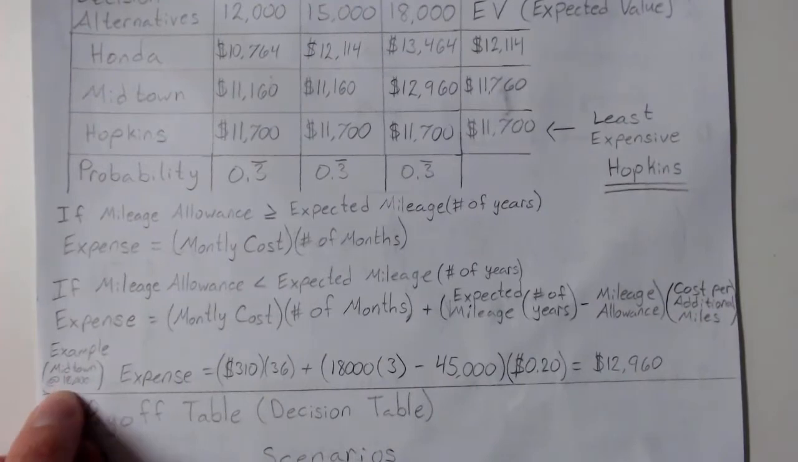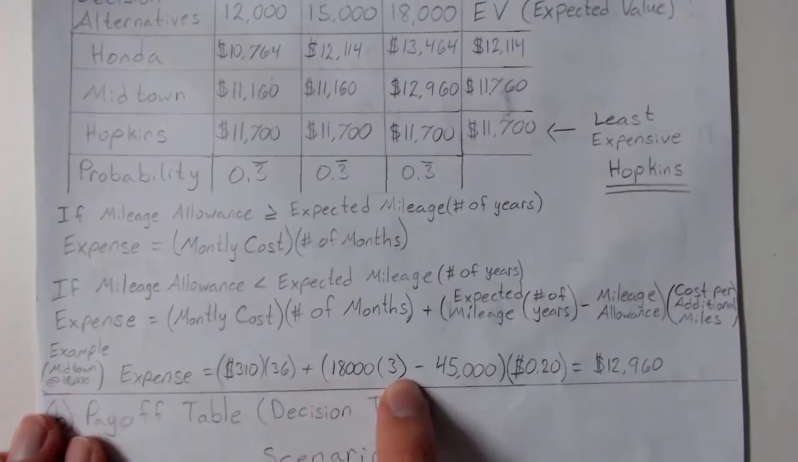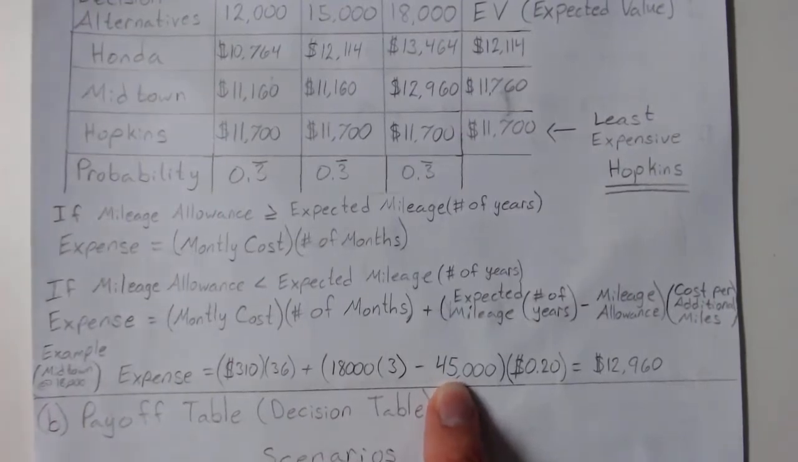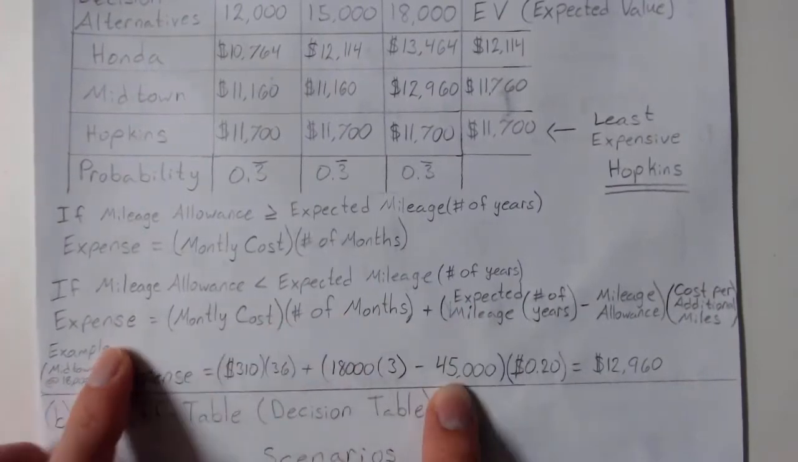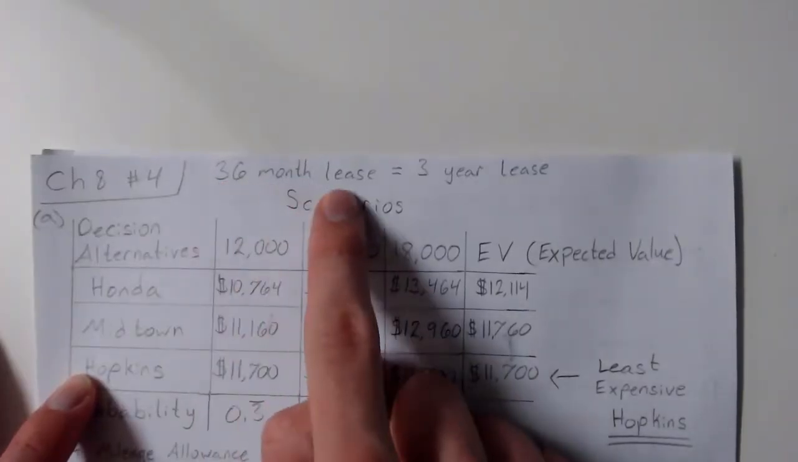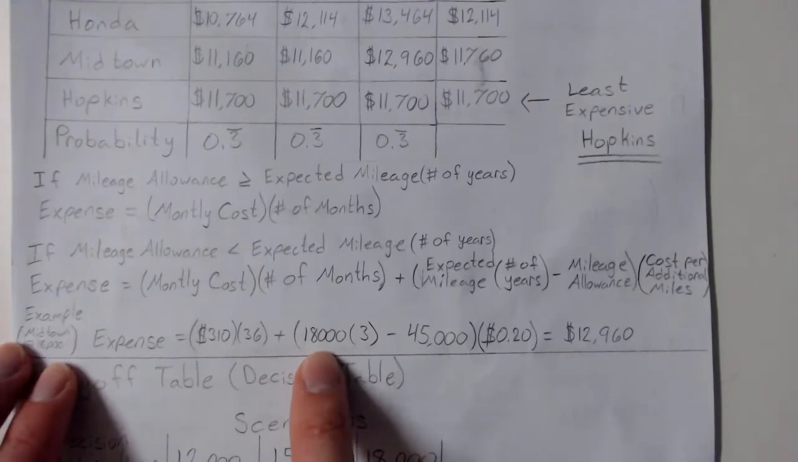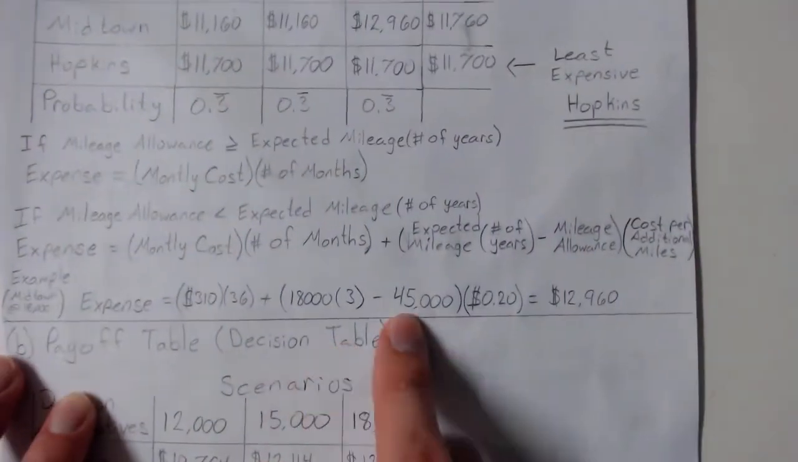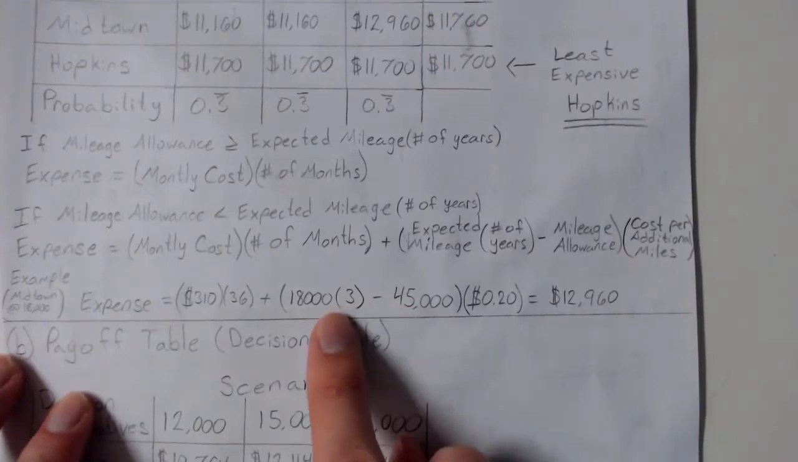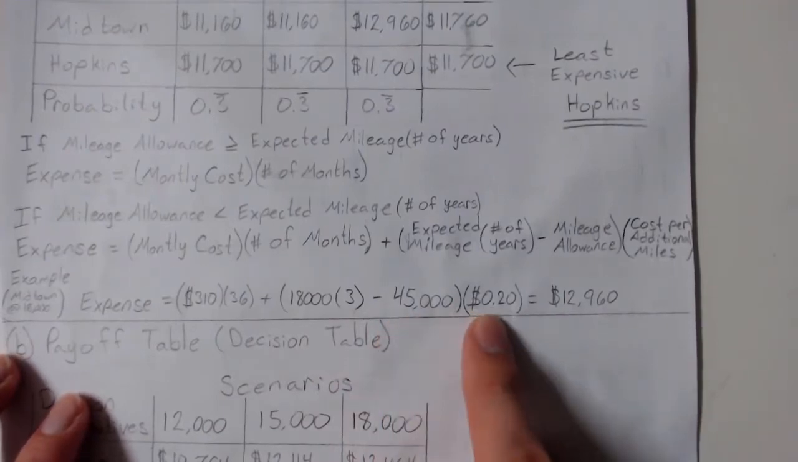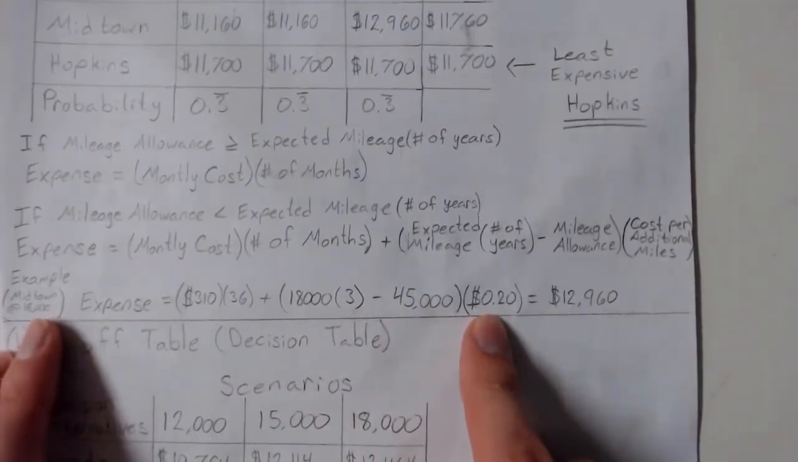Looking at Midtown, let's say she expects to drive 18,000 miles. 18,000 miles times 3 is greater than Midtown's allowed 45,000 miles. She goes over the mileage allowance. That means we have to use this formula. The monthly cost for Midtown is $310. It's a 36-month lease. She expected to drive 18,000 miles each year for 3 years, because 36 months is 3 years. The difference between the mileage allowance and the miles she actually drove is how much she went over. Multiply that amount by the cost per additional mile. For Midtown, it's 20 cents.